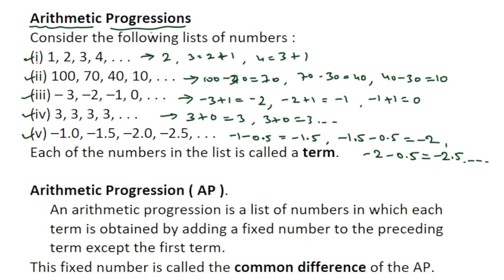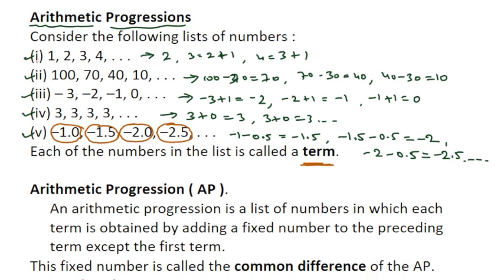Each number in this list of numbers is called a term. If you consider minus 1.5, it is called a term in this list. Minus 2.0, it is also a term. Minus 0.25, it is also a term. Minus 1.0, it is also a term. So every number in the list is called a term. So by observing this, we will define arithmetic progression.